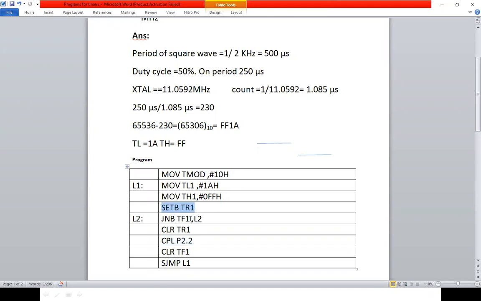Then we check the overflow flag. If the overflow flag is not set, it will loop back, and delay will be created. After that, if the overflow flag becomes 1, then clear the timer, meaning stop the timing. Then complement, the CPL. Then it will go to the upside, to here. Then what will happen? Clear the TF1, SJMP L1.